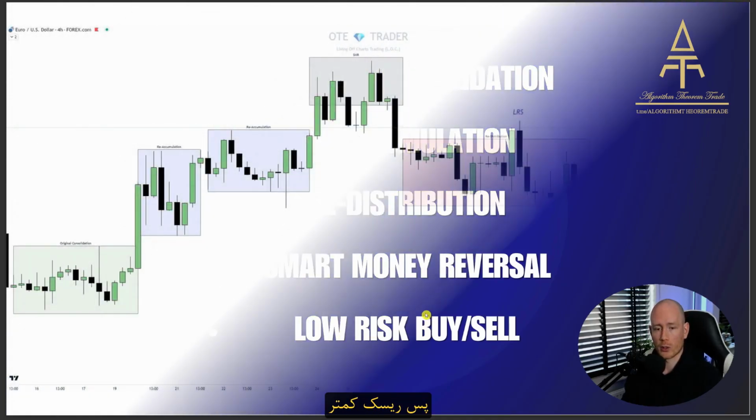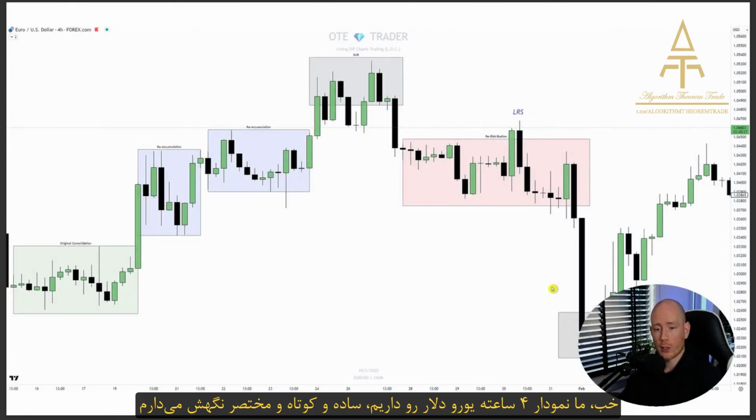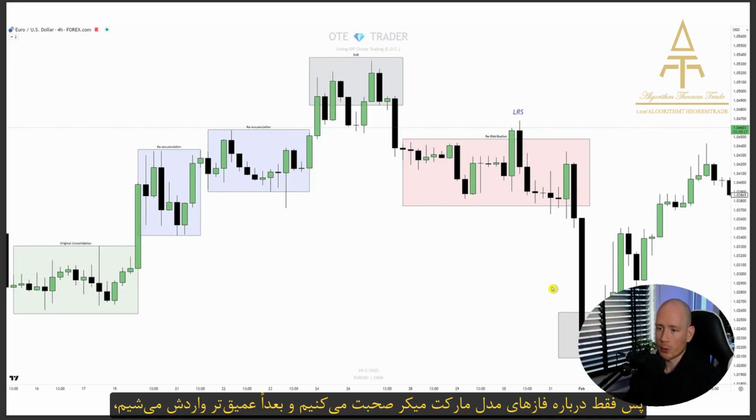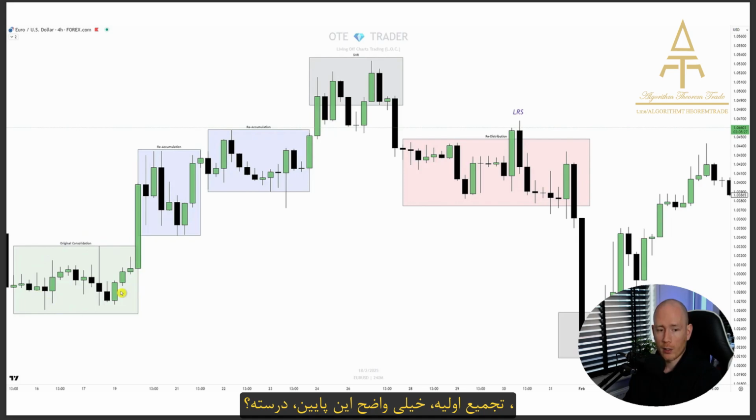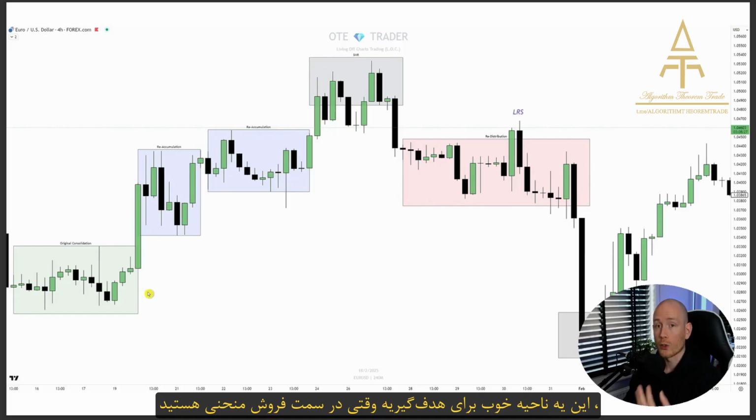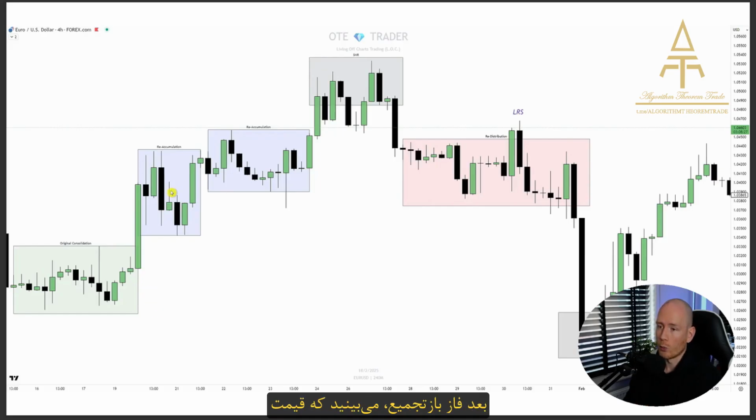So we got this Euro USD 4-hour chart. I'm gonna keep it simple and short and concise. So we just talk about the phases of the market maker model and we'll go deeper into it later in the episode. Original consolidation, very clear down here, right? Because there is a consolidation, relative equal lows. That's a nice area to target once you're on sell side of the curve. Then reaccumulation phase, so you can see price accumulates more orders.